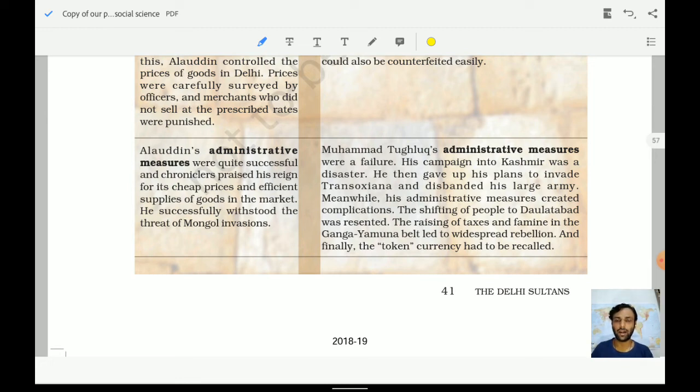Alauddin's administrative measures were quite successful, and chronicles praise his reign for the cheap prices and the efficient supplies of goods in the market, and he successfully withstood the threat of Mongol invasion. Because of all these things which Alauddin did, ultimately he was not only able to raise a large army but was also able to defeat the Mongols, and was also able to avoid the invasion of the Mongols.